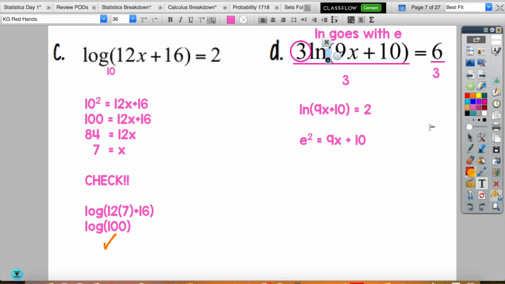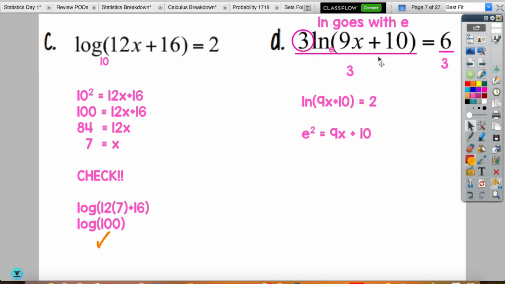How do I solve for x? You just subtract 10. So that's e to the second minus 10 equals 9x. Then you divide by 9.